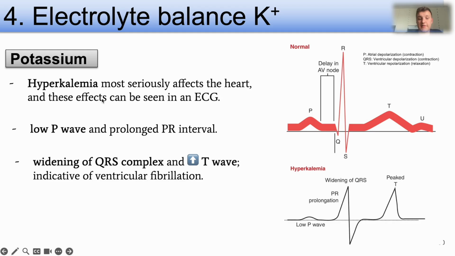Hyperkalemia most seriously affects the heart, and these effects could be seen on our ECG, right? We could see a low P wave over here and a prolonged PR interval. Also, you'll see this widening of the QRS complex and an increase in the T wave. And so this is indicative of ventricular fibrillation.